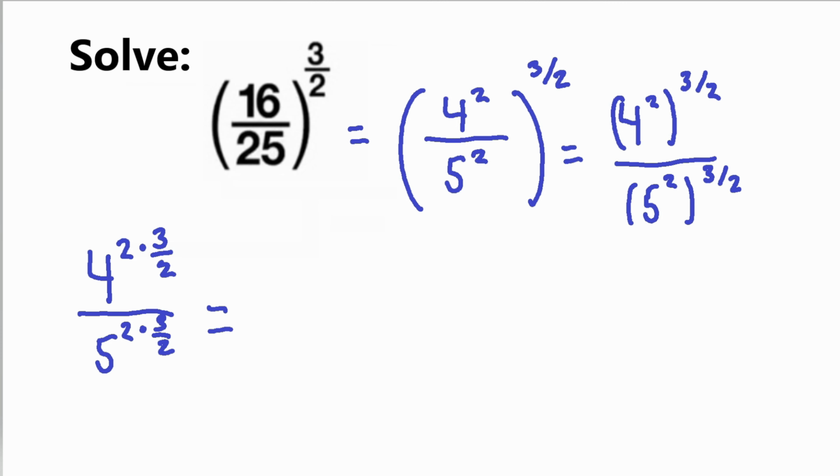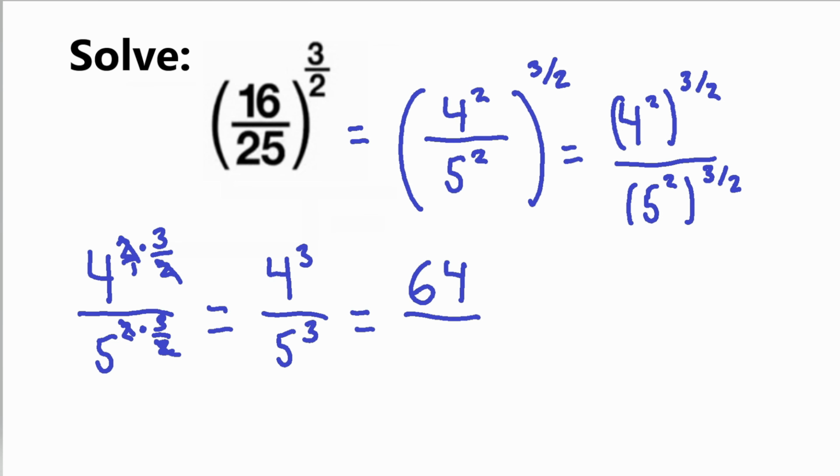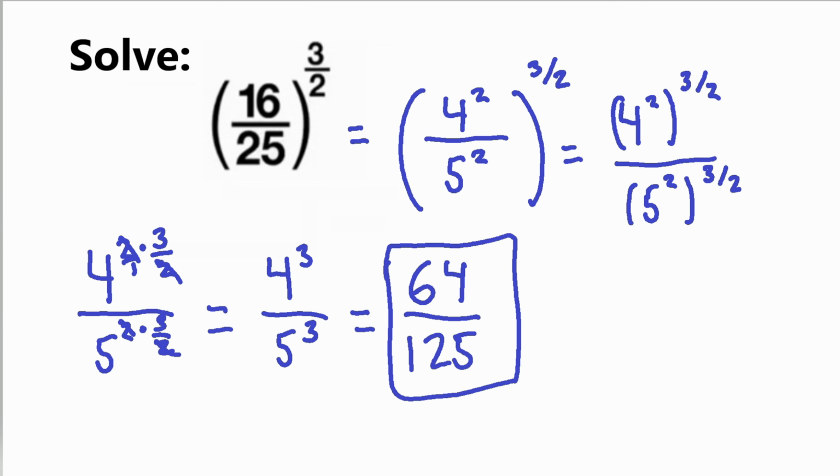Since we have 2 times 3 halves here, this 2 is like 2 over 1, so we can cancel out the 2 in the numerator and the 2 in the denominator. So the 4 turns into 4 to the power of 3, and the same thing goes for the denominator: we cancel out the 2's and it turns into 5 to the power of 3. All that's now left to do is to multiply out the exponents. 4 to the power of 3: 4 times 4 is 16, and then 16 times 4 is 64. And the bottom, 5 times 5 is 25, times 5 is 125. So this is our answer, and that is how you solve that problem using the first method.